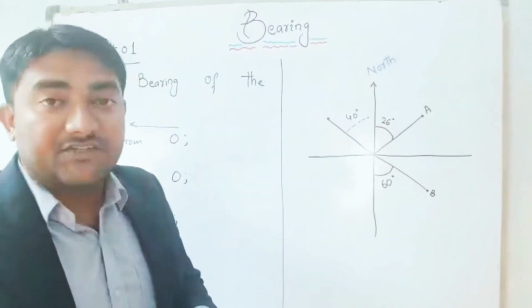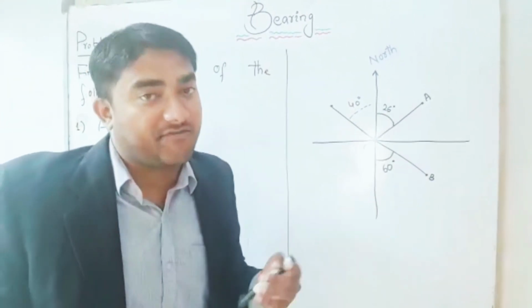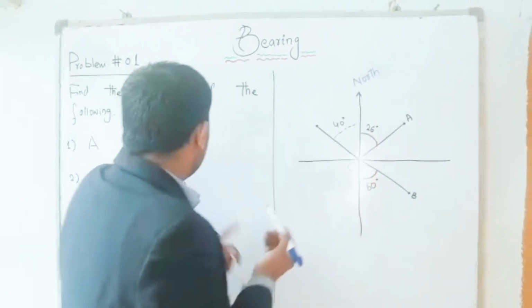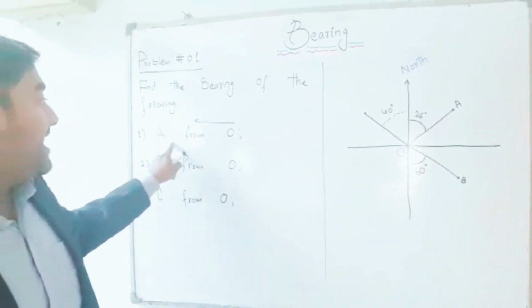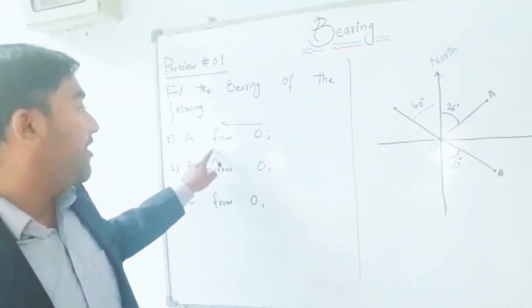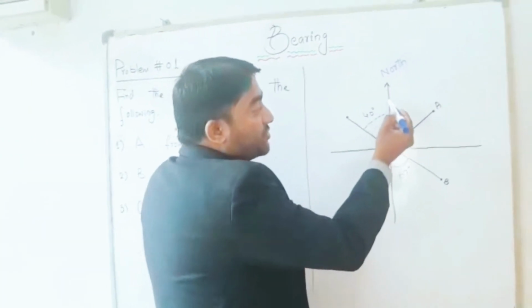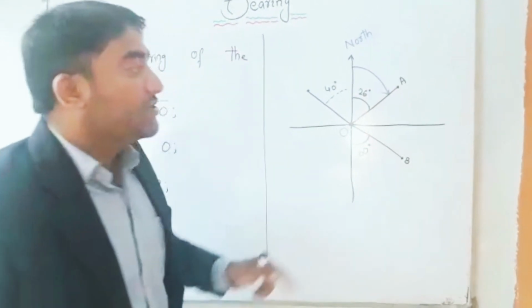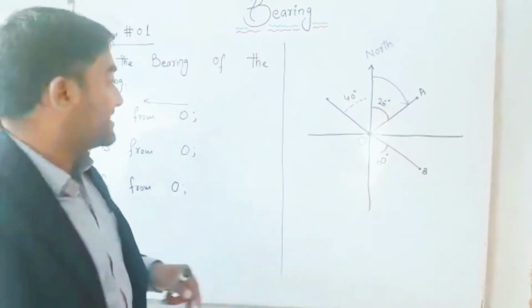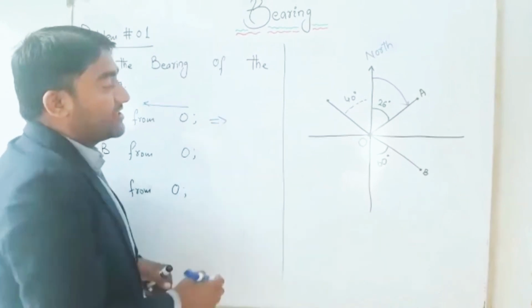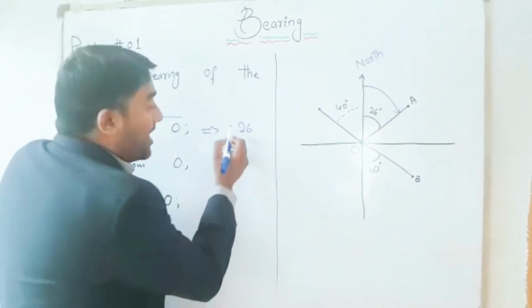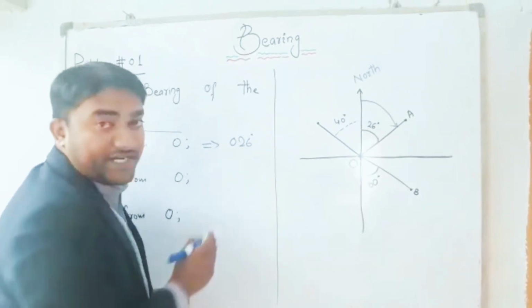I already mentioned the 3 rules: the bearing always starts from the north, and second, it moves in clockwise direction. So we have to find the bearing of A from origin, meaning O to A. It starts from the north and moves till A here. The angle is already given as 26 degrees, so the answer would be 26.